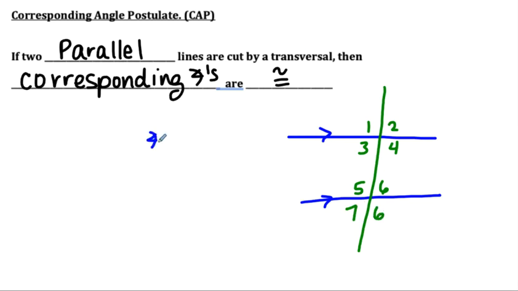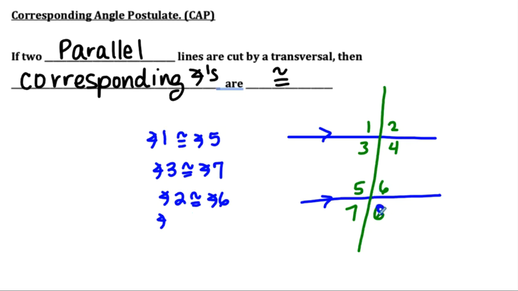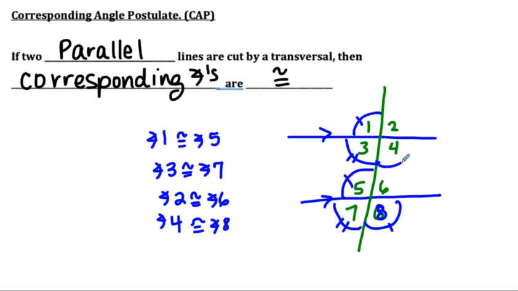So angle 1 is congruent to angle 5. Angle 3 is congruent to angle 7. Angle 2 is congruent to angle 6, and angle 4 is congruent to angle 8. Those are all corresponding angles. So watch. I also see vertical angles, so that's why those corresponding angles are all congruent. So we have all kinds of congruent angles when we've cut parallel lines by a transversal.